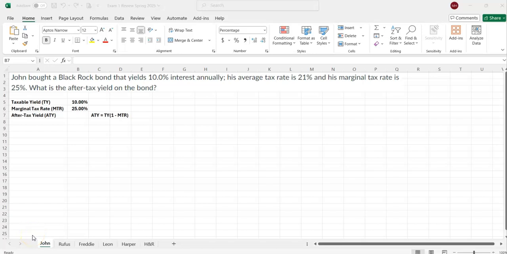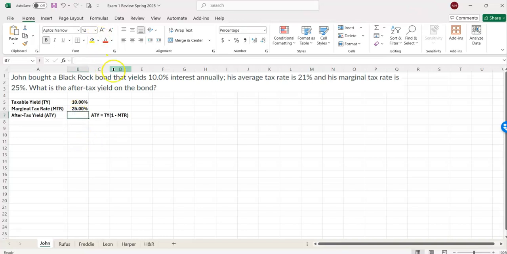Okay, so this is the review for exam 1 using Excel. The first question is an after-tax yield calculation. The after-tax yield is simply taxable yield multiplied by 1 minus the marginal tax rate. So this right here is the formula.